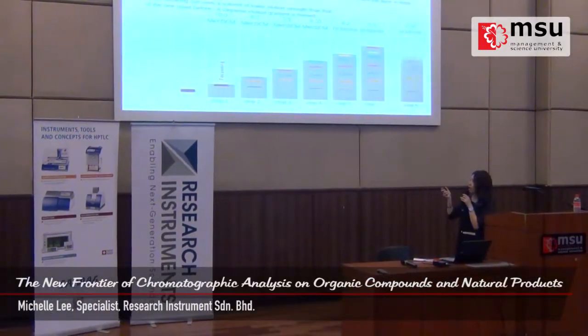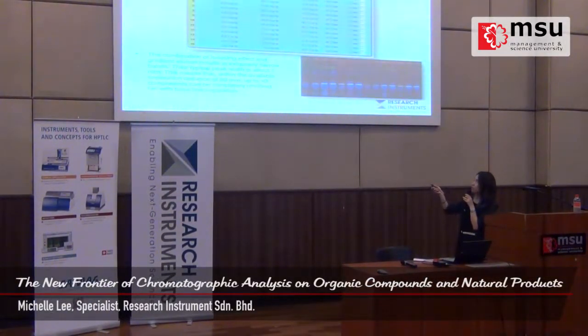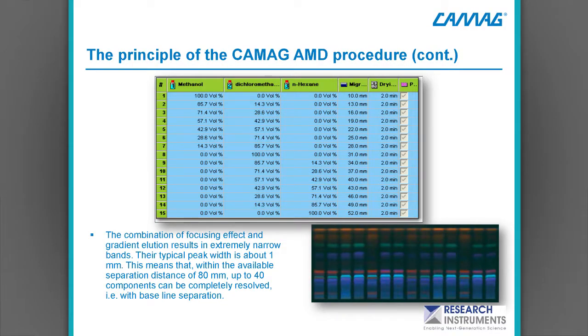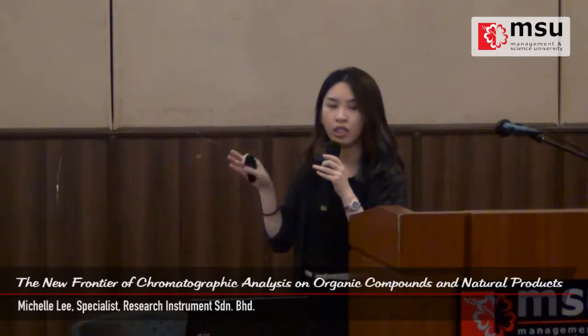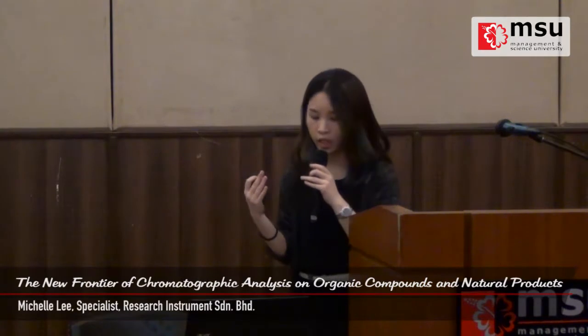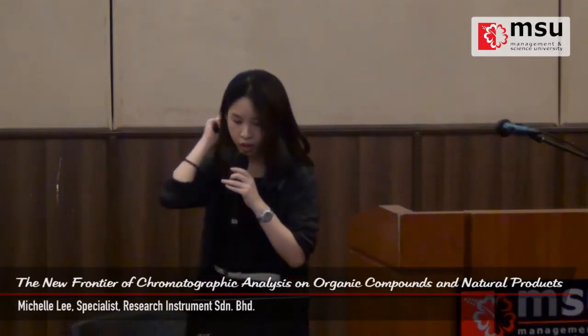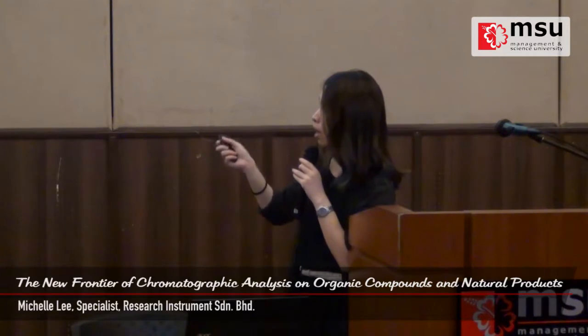On the software, it's really easy. What you need to do is just tell it what solvent you're using and what percentage you want to go for. Like over here, 100%, I want to develop for 10 mm. The next step is 85%, I want to develop 13 mm. So these are all the parameters you just need to set in, and then everything will be done automatically. So this is the gradient elution. People use gradient elution because gradient analysis is able to separate more components compared to the isocratic one.